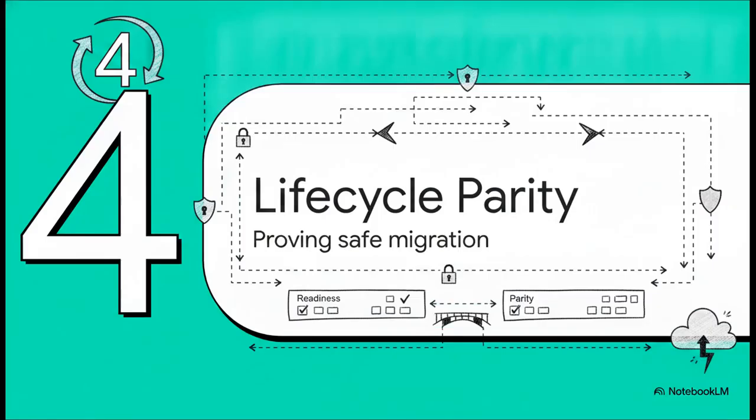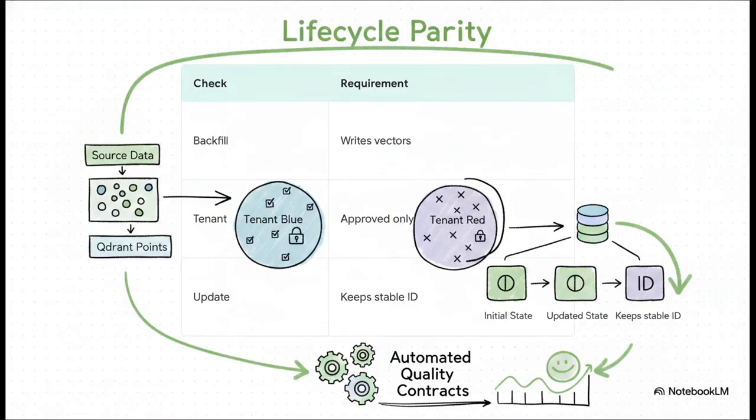Section 4. Readiness and Lifecycle Parity. Basically, how you prove the migration is actually complete. So let's say you migrated your data and you have the expected number of QDRANT points. Hey, that's a great start, but honestly, that alone is entirely insufficient. A provider migration is only fully complete when every single existing application behavior remains completely true and passes your automated quality contracts without a single modification.